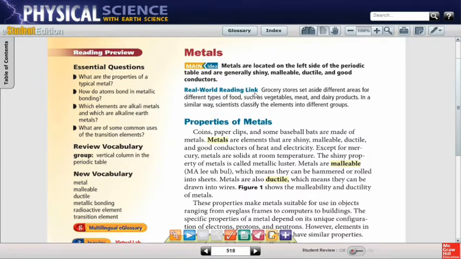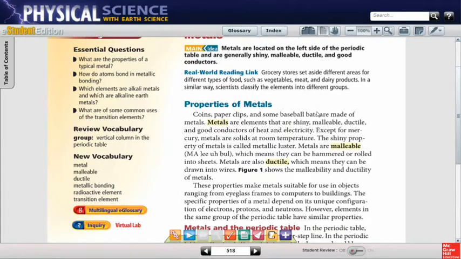Real world reading link. Grocery stores set aside different areas for different types of food, such as vegetables, meat, and dairy products. In a similar way, scientists classify the elements into different groups. So this is back to our periodic table again. And it says metals are elements that are shiny, malleable, ductile, and good conductors. Now, we talked about this a lot. So right there, good conductors. Maybe I can mark that. Let's see if I can mark it. Good conductors.